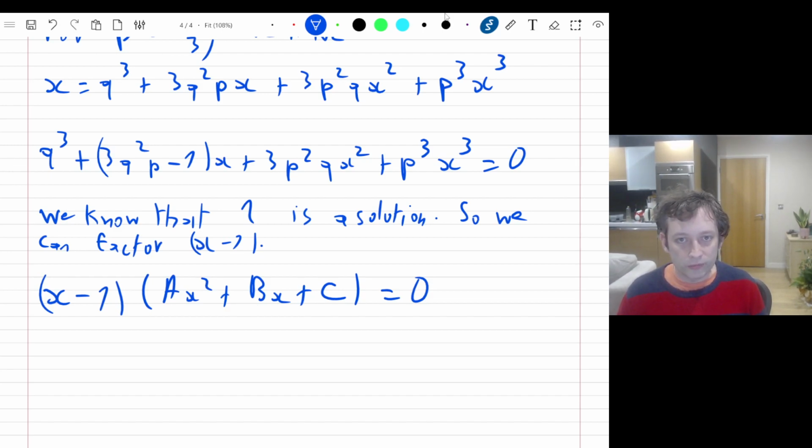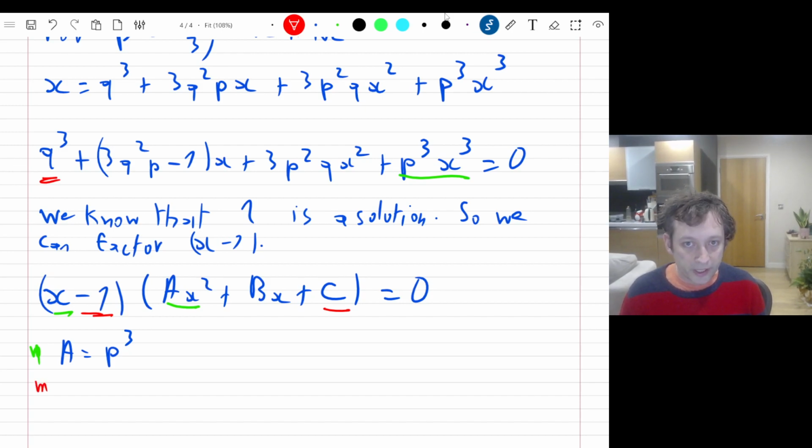By comparing coefficients corresponding to various degrees. So for example, p cubed x cubed needs to come from Ax squared times x, because that's the only way I'm going to get a cubic degree out of this. So A equals p cubed directly. That's fine. So from the green. Similarly, C times minus 1, that's going to be the only constant degree thing here, 0 degree, which means it needs to be q cubed. So from the red, we get that C equals q cubed.